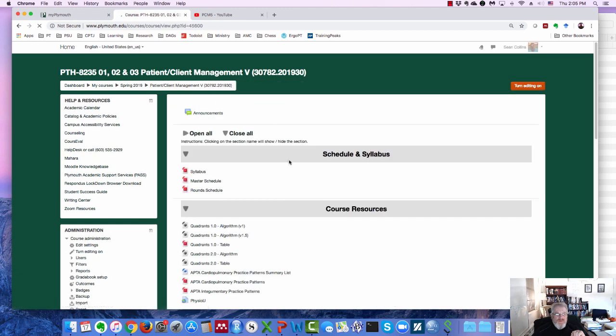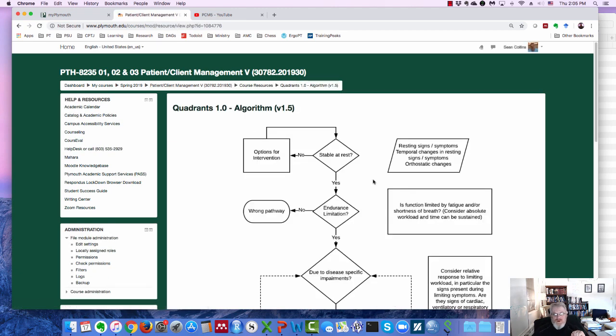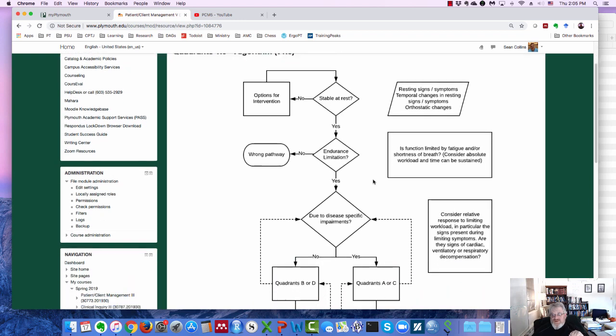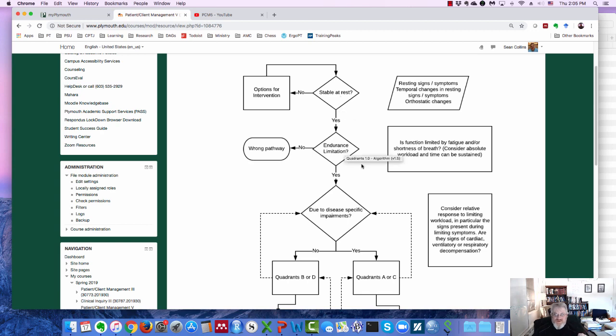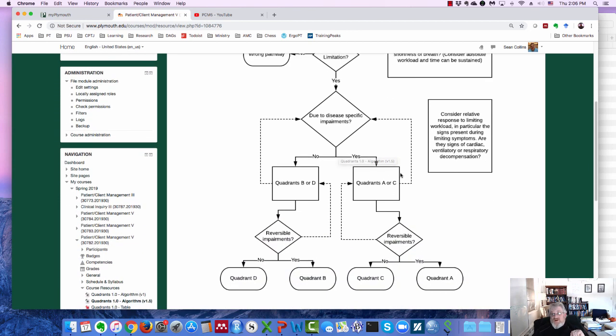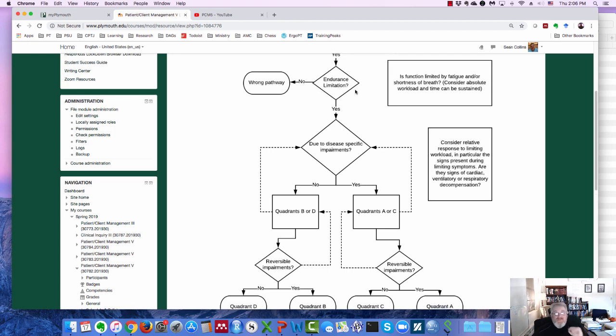So the other algorithm is just using a different system, but it's essentially the same. Stable at rest, is there an endurance limitation, is it due to disease-specific impairments? I mean, another way to say this would be, do they have difficulty with community ambulation? Yes. Is it due to their heart failure? And you'd be surprised, you can't always say yes to that right away. There needs to be some consideration. In fact, the greatest degree of change can occur in individuals where it's not due to their heart failure. I think that probably makes sense.